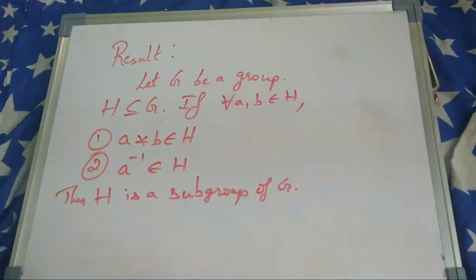That is, if we have any subset, it is enough to check whether the subset satisfies the closure axiom and the inverse axiom. It is not necessary to check the associativity and identity, as it will be a consequence of these two axioms. So this is the main result which you are going to use to prove whatever subset we take to be a subgroup.